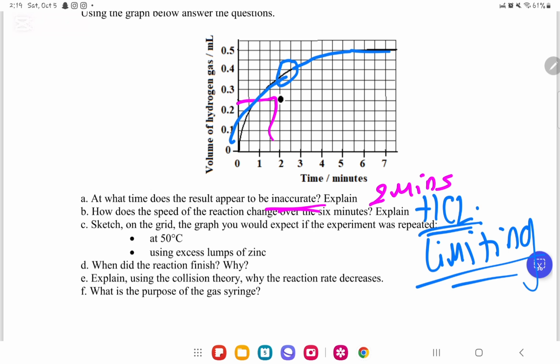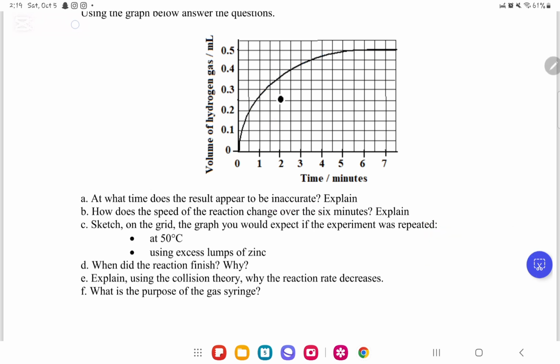Now for part C, sketch on the grid the graph you would expect if the experiment was repeated at 50 degrees Celsius. At 50 degrees Celsius, the plateau stays the same, but the slope is steeper. And then, I want to see if the white works. No, the white one isn't that visible. And then, using excess lumps of zinc, you are not really doing anything. You're just gonna be decreasing the reaction rate because there are more things to be reacted with.